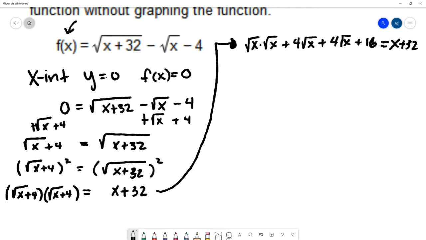Square root of x times square root of x is square root of x squared. These two terms in the middle are like terms, or like radicals, so when we combine them, we add the coefficients. 4 plus 4 is 8. So that is 8 square root of x plus 16 equals x plus 32. Square root of x squared is x.